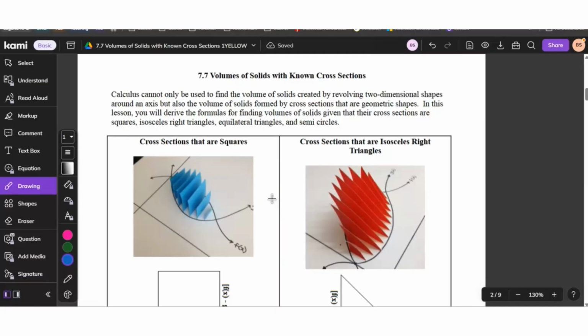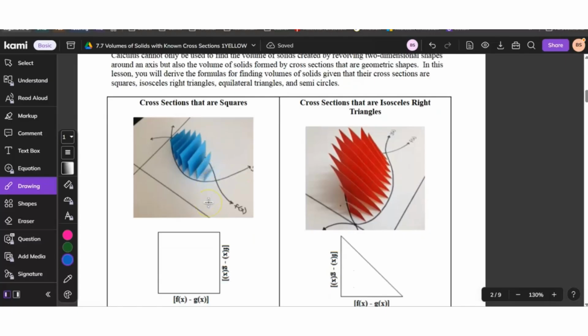All right. So it's not always going to be volumes of solids that are revolving around some line. We could also do it with different shapes, like squares, where the side length of the square would simply be the distance between the two graphs. We could do it with isosceles triangles, which would mean the base of that triangle is that distance, and the height would therefore be the same as well, right? Why? Because in an isosceles triangle, the two legs are equal.